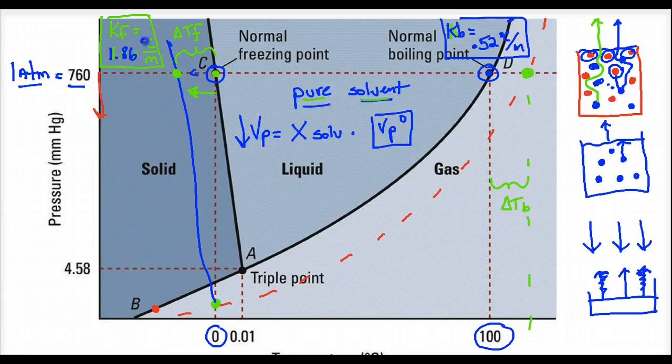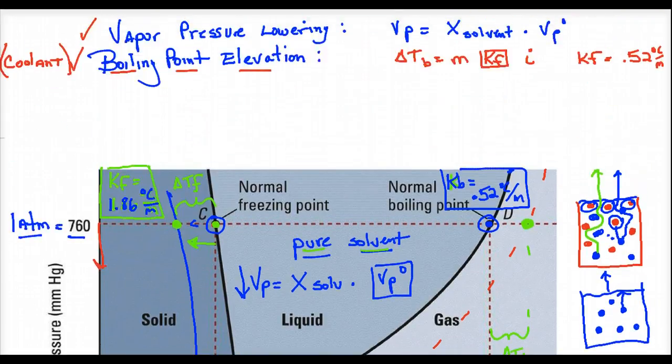What's important to note, though, is direction. The freezing point gets depressed. It gets lowered. So we have a new colligative property. We have freezing point depression.